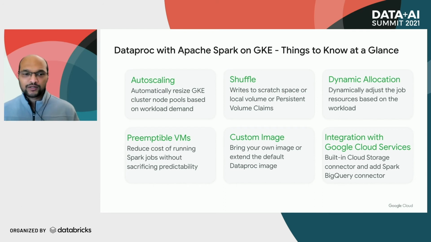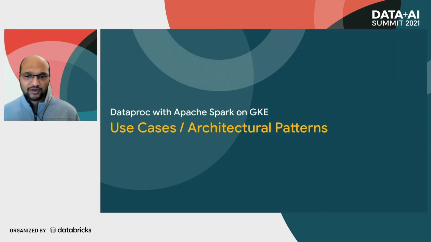So summarizing all the things that we saw at a glance, starting with autoscaling, where you automatically resize GKE cluster node pools, then followed by shuffle and dynamic allocation for working with shuffle data within Spark jobs, then preemptible VMs for cost optimization, then using custom images for flexibility, and then using the built-in connectors to integrate with Google services.